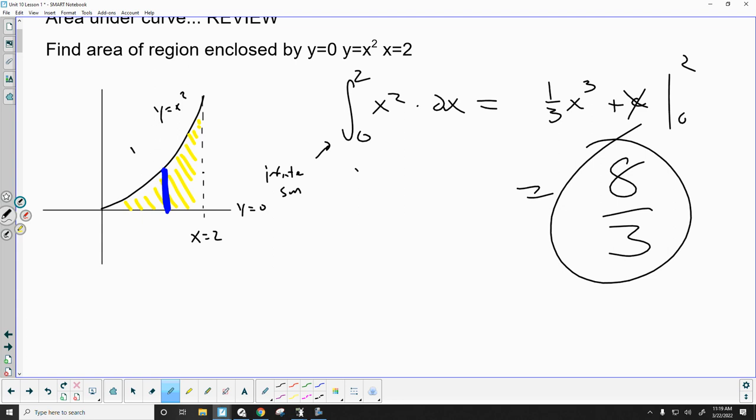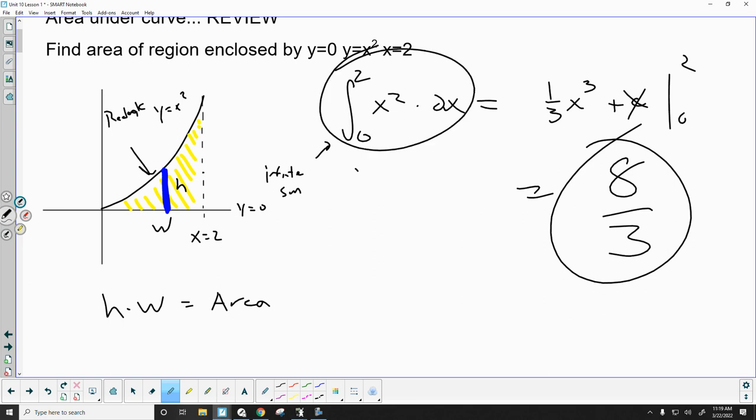This is a rectangle. That's a rectangle. Rectangles have height and width. If we take the height times the width, we get an area. Why this accumulation is area is because we are taking an infinite sum of height times width. That's area. Now, what's the height? The height is this y distance. The y distance was given to us by taking an x and squaring it. Y equals x squared.